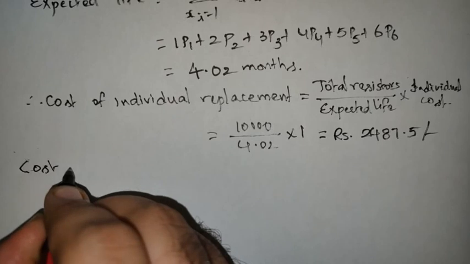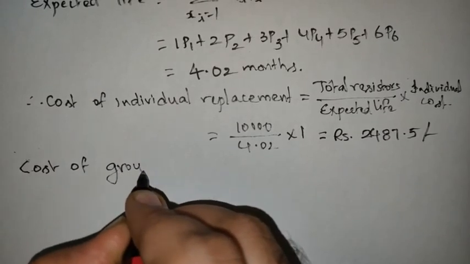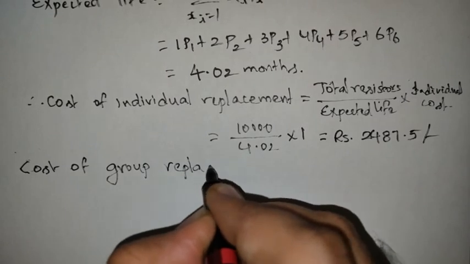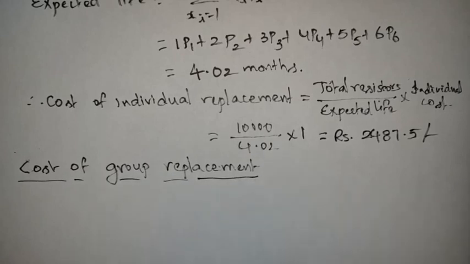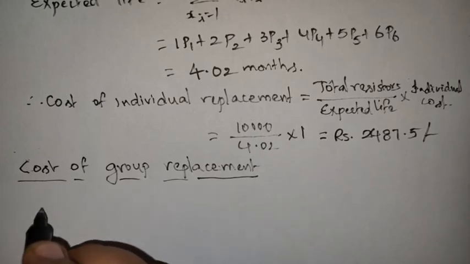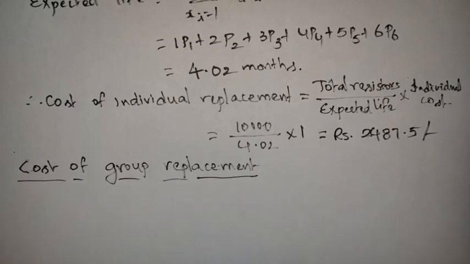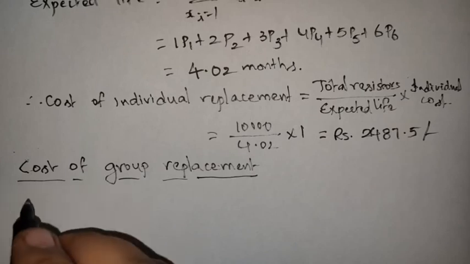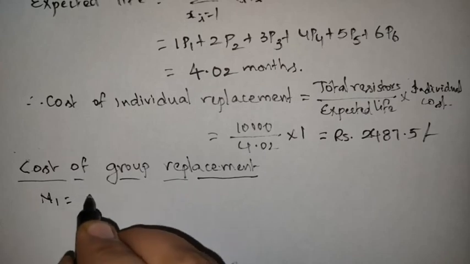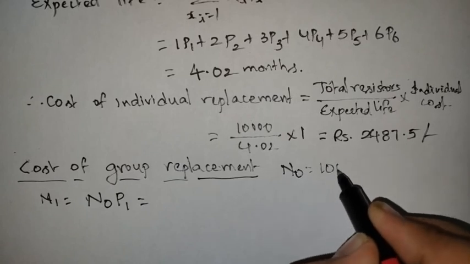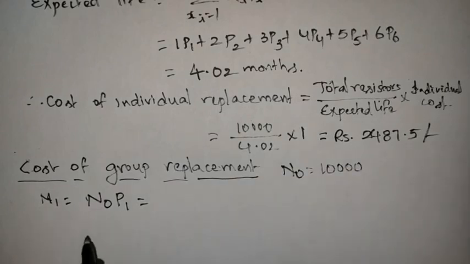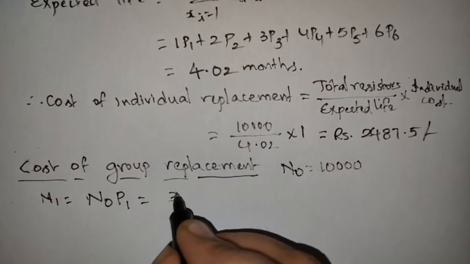So cost of group replacement is equals to... First we need to find the values of N1, N2, N3, N4, N5 and N6. First, N1 is equals to N0 into P1. If we substitute all those values, we know already N0 equals 10,000. Substitute N0 and P1, then we will get N1 is equals to 300.